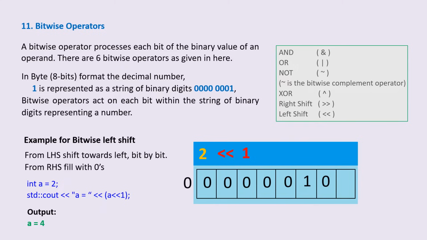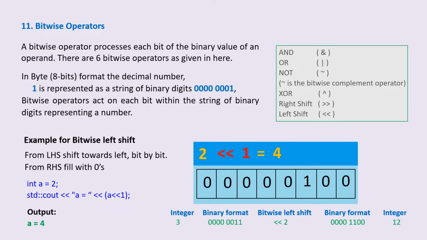The leading digit gets deleted. Here, the leading digit is 0. It gets removed. By the rule, trailing bits that go vacant are filled with zeros. So, the trailing bit space is filled with a 0. Now, 00000100 is the binary representation of the integer 4. So, final result is 4. Similarly, integer 3 has binary format 00000011. A bitwise left shift of 2 bits would make it 00001100. And this is the binary format of number 12.